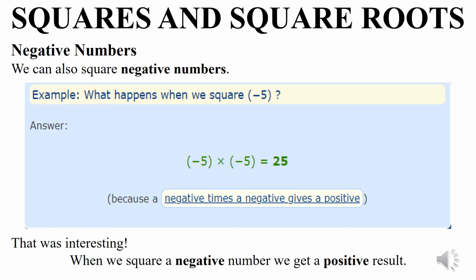Negative numbers. We can also square negative numbers. Example, what happens when we square negative 5? Answer, negative 5 times negative 5 is equal to 25 because a negative times a negative gives a positive. That was interesting. When we square a negative number, we get a positive result.